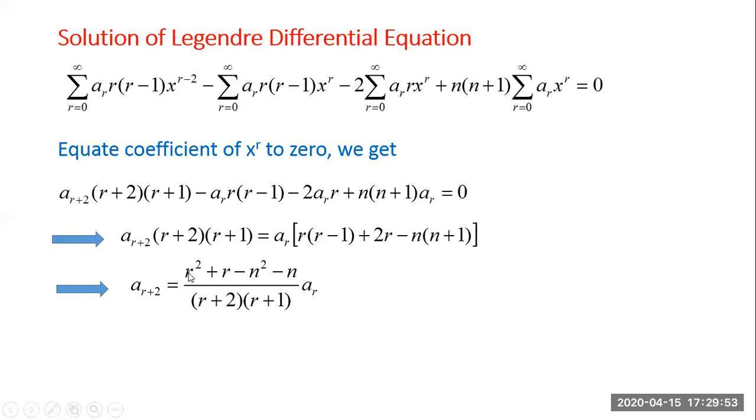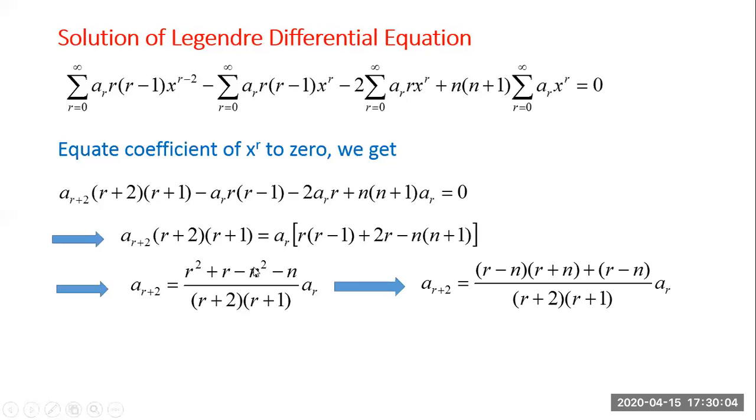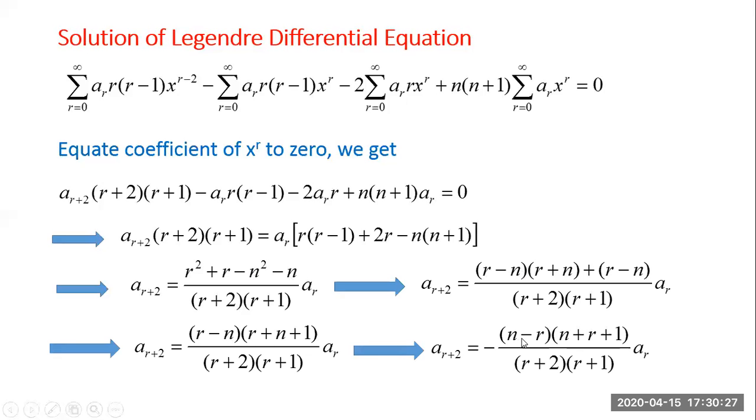Here, if you observe, we have r square minus n square. Combine first and third term. R square minus n square becomes r minus n into r plus n. And this r minus n as it is. So r square minus n square is r minus n, r plus n, and the second and fourth term is r minus n as it is. Again, in the numerator r minus n is common. Take it out. If you take r minus n common, you get r plus n and plus 1. And here I take minus n common, I write minus of n minus r, then n plus r plus 1. Denominator as it is r plus 2, r plus 1 into ar.